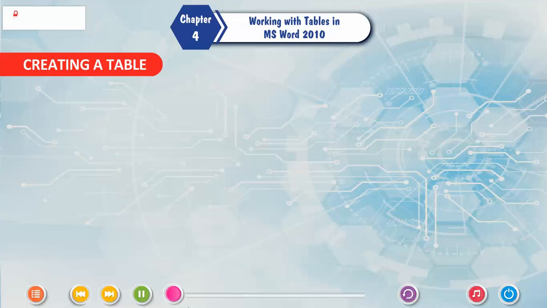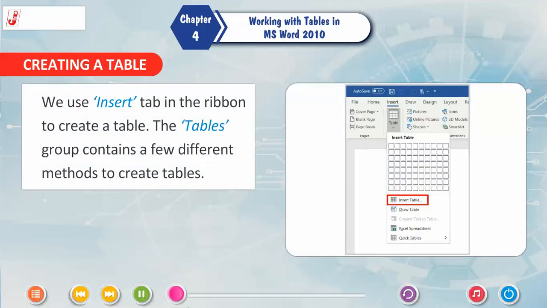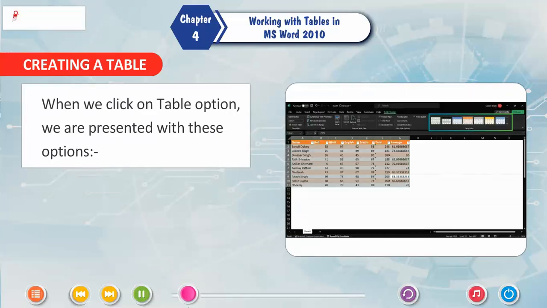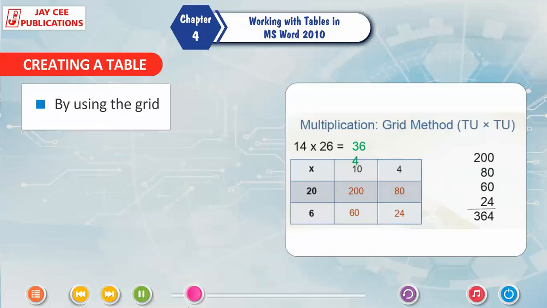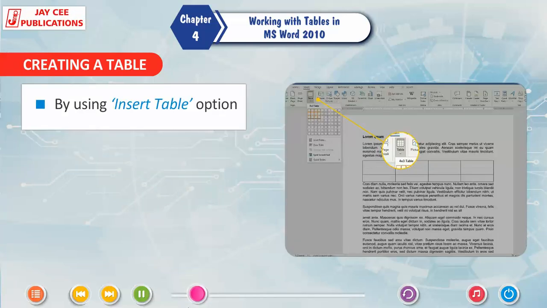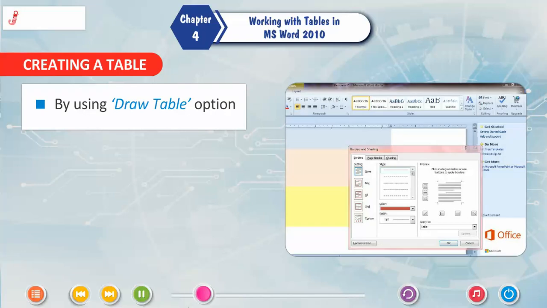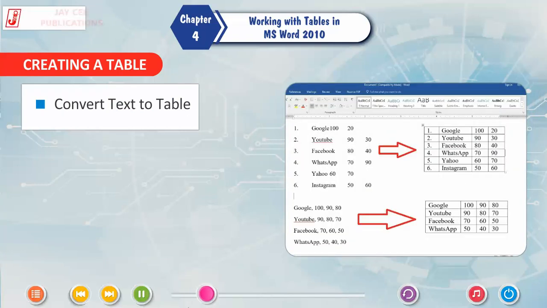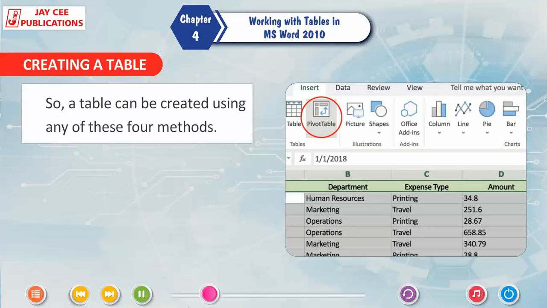Creating a table. We use the Insert tab in the ribbon to create a table. The Tables group contains a few different methods to create tables. When we click on the Table option, we are presented with these options: by using the grid, by using the Insert Table option, by using the Draw Table option, and Convert Text to Table. So a table can be created using any of these 4 methods.